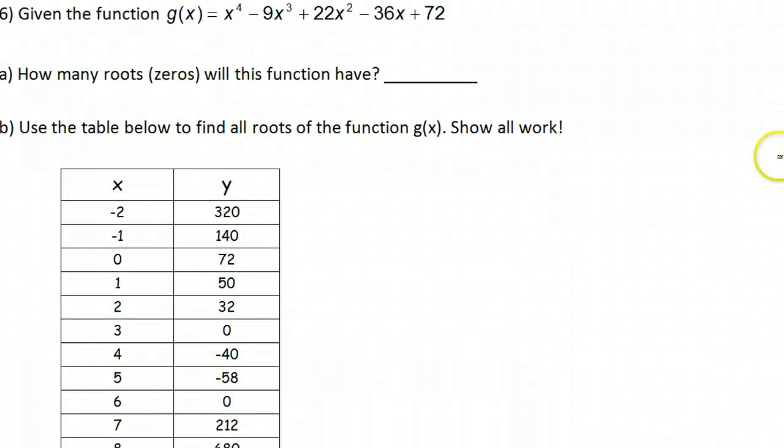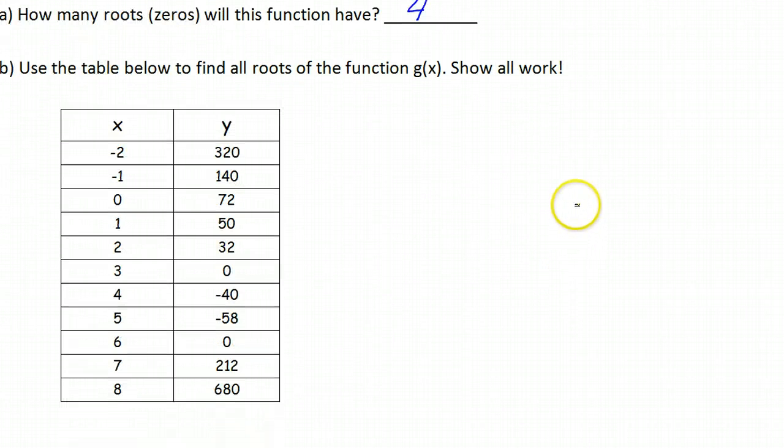Alright, number 6. Given this function, how many roots or zeros will the function have? Well, it's all about the degree. The degree is 4, so there should be 4 zeros if you count repeated zeros separately. Use the table below to find all roots of the function. Show your work. Let's see.